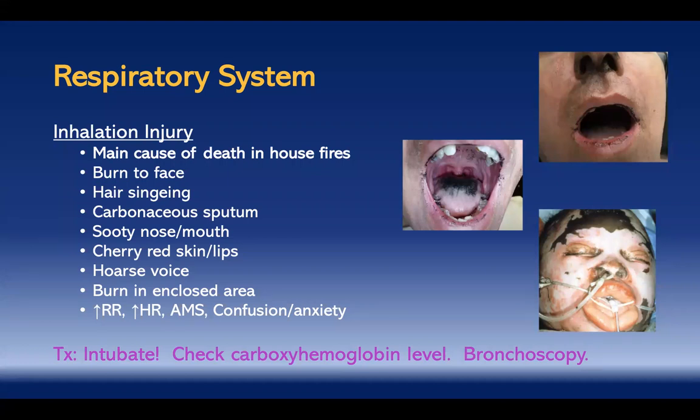So the treatment for this is to intubate immediately before swelling happens, check their carboxyhemoglobin level, and then the pulmonologist would do a bronchoscopy to get a camera down into their airway to assess the damage and see if there was any burn injuries, inhalation injuries to the airway itself.